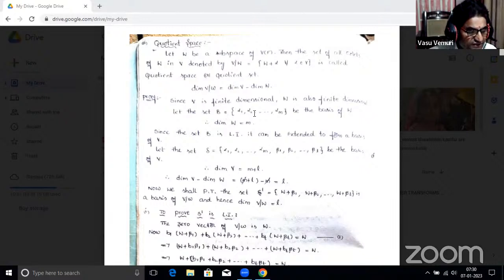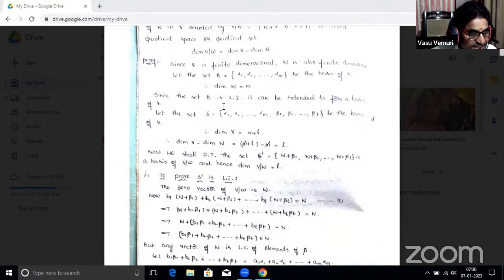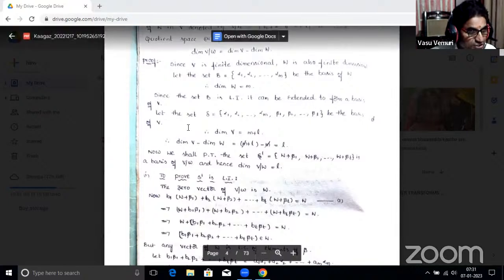Capital B equals the set of alpha 1, alpha 2, and so on, alpha m. This is the basis of W, the basis set of the subspace. The dimension of the subspace is m. Since the set capital B is a basis set, that set is linearly independent and it can be extended to form a basis.